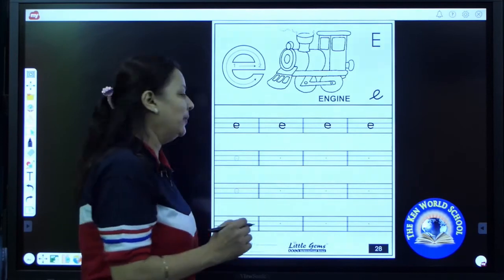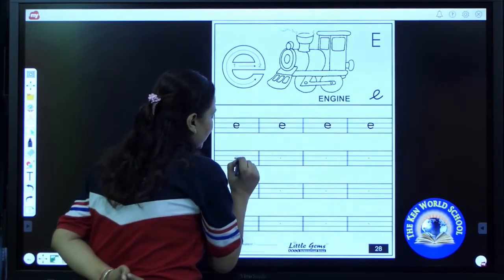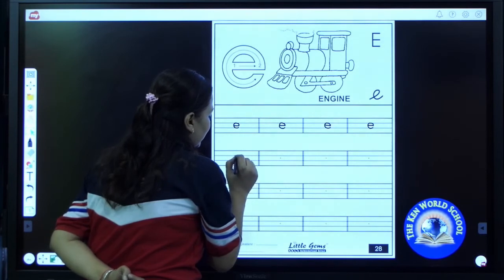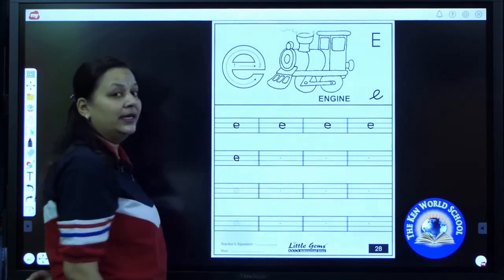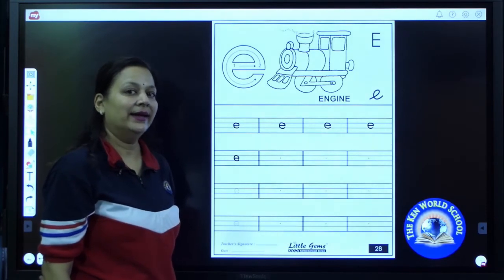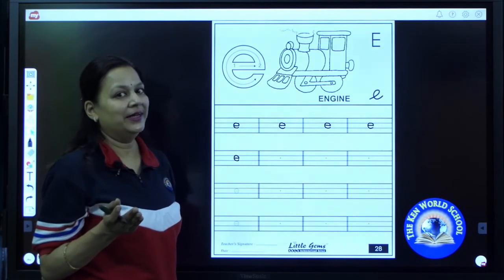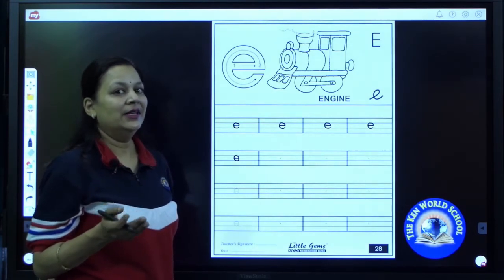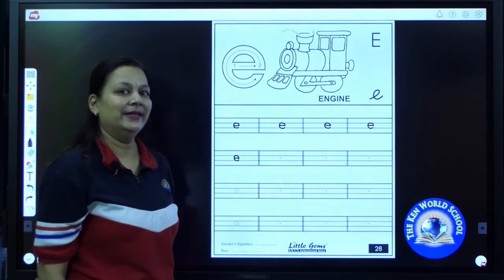Now again ma'am is going to write. Draw a sleeping line between middle line and base line. Go up till middle line and make a curve till base line. E says eh. E as in engine. Now it's your time. Write down E in your files. Write it properly. Write it neatly.